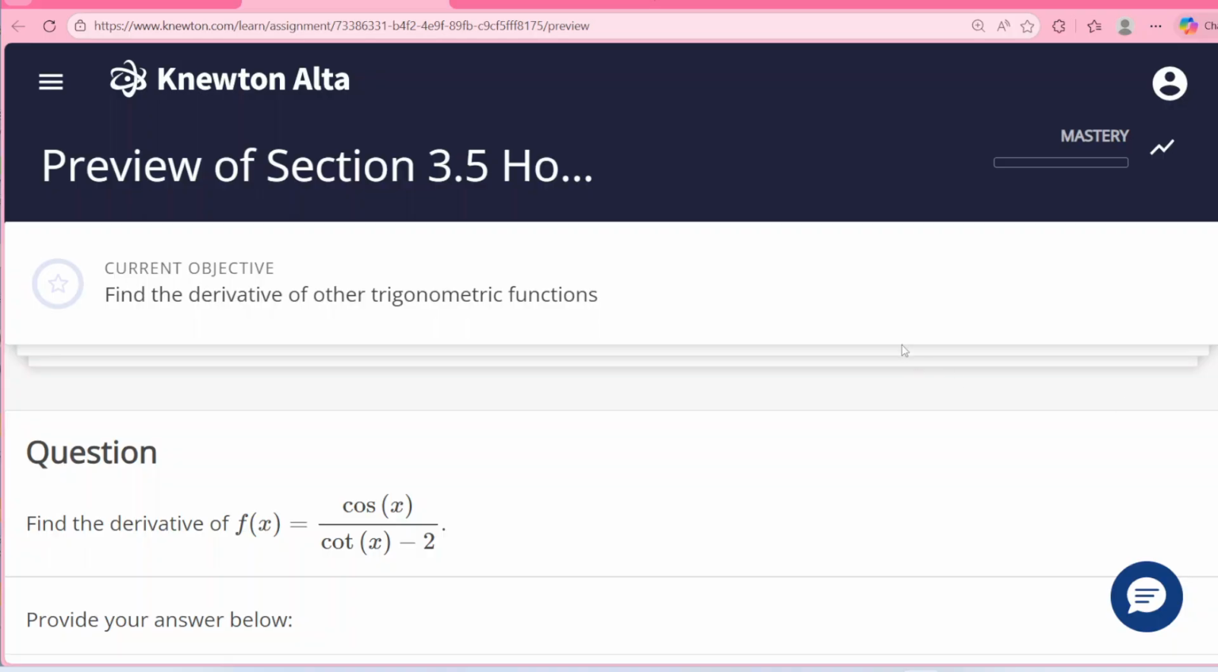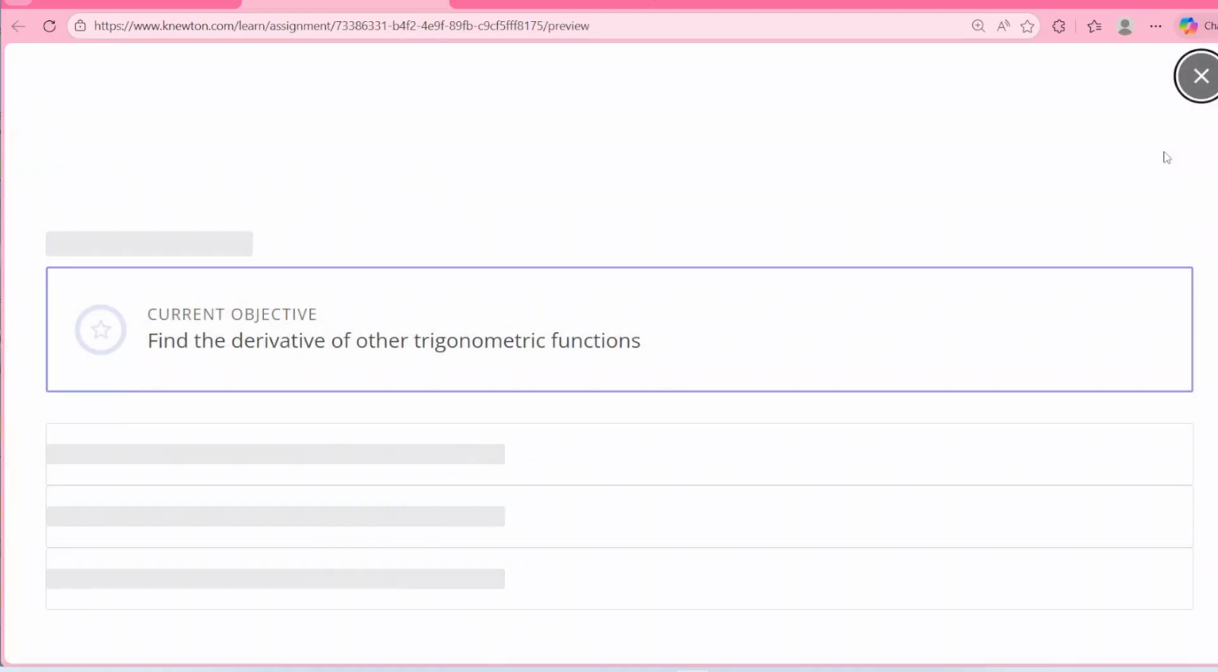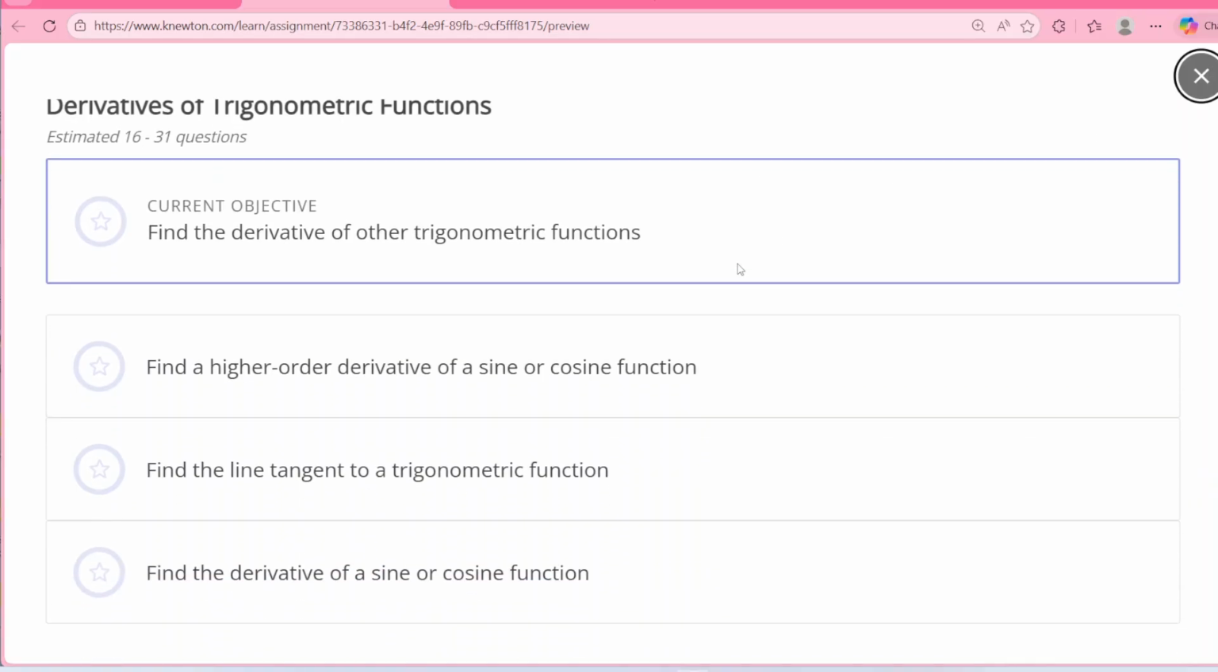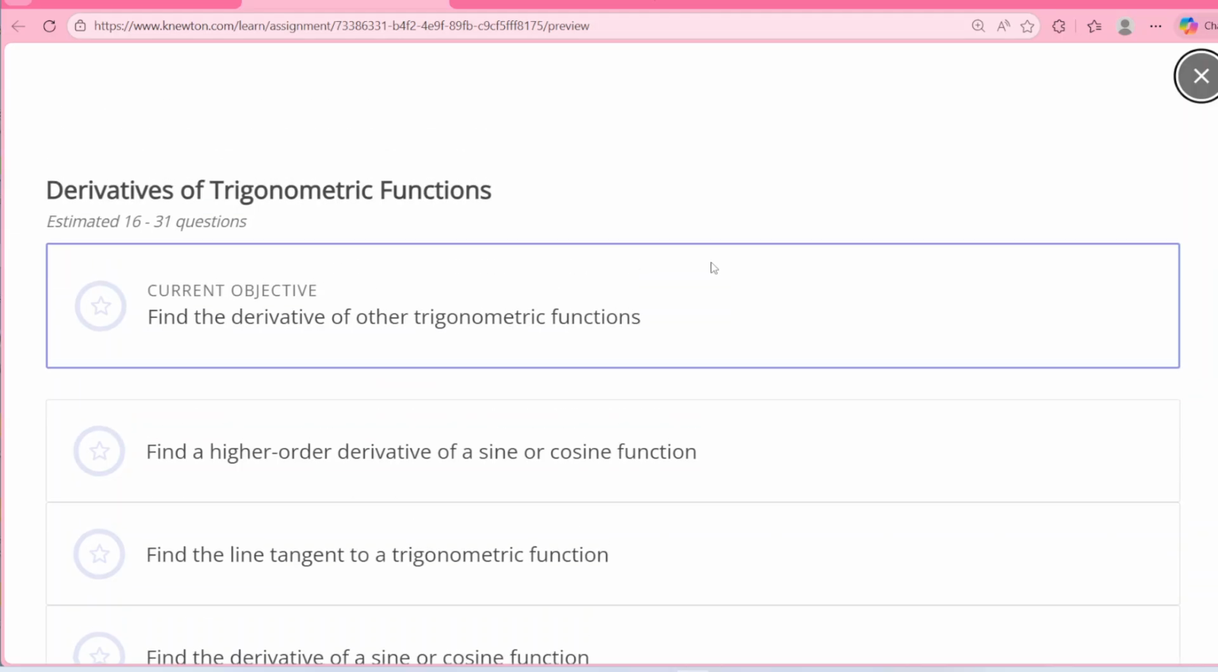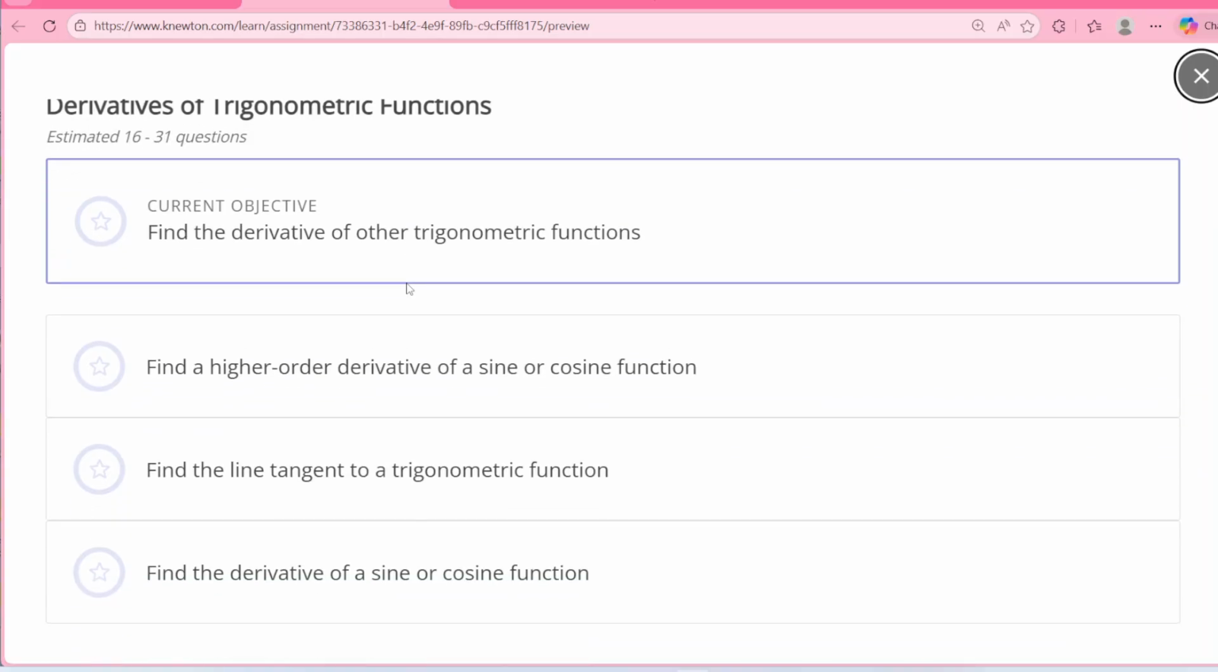Okay, so here we are at Knewton Alta, and you have the preview of, for this particular course, I'm in section 3.5, the derivatives of trigonometric functions. Upper right-hand corner, you should see the mastery bar, which tells you how far along you have gotten in the assignment. Next to that, the activity log. You click on that, you can see all the objectives from the assignment. Looks like there's only one section of objectives here called derivatives of trigonometric functions. And there are 4 objectives.